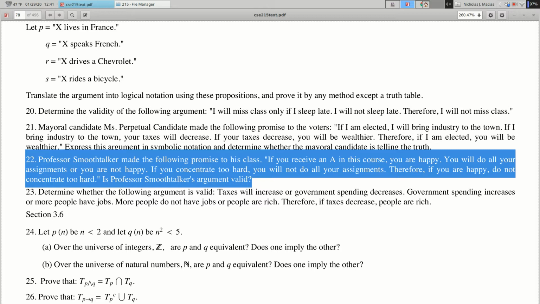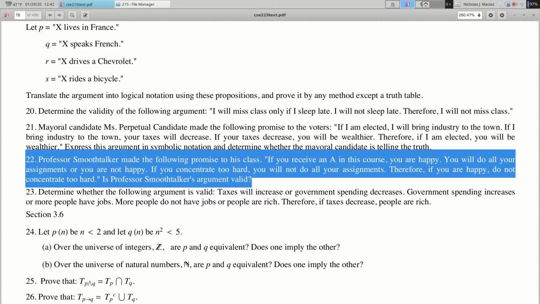So each of these promises is a declaration, so it's going to be a proposition. If you receive... Dismiss this out of hand, because the last one isn't even a proposition. It's an imperative. If you are happy, do not concentrate too hard. That's the way I answered it, but so you guys ignored everything else because it's not even testable. It's not a proposition. I don't know if that's the intent, though, but you're right.